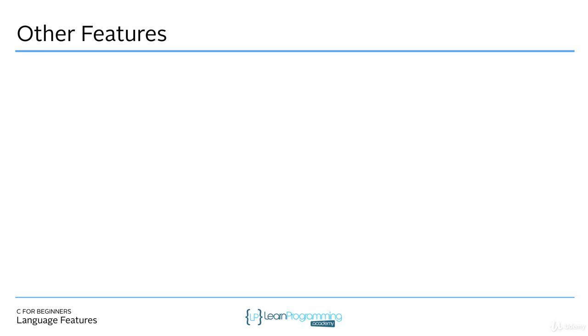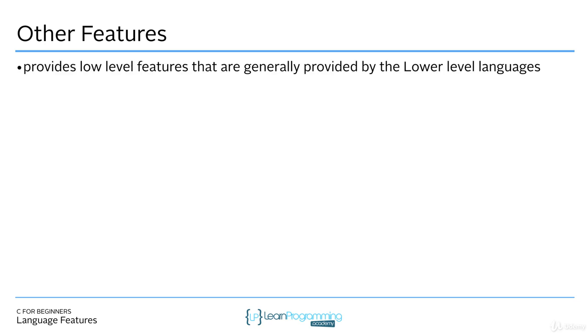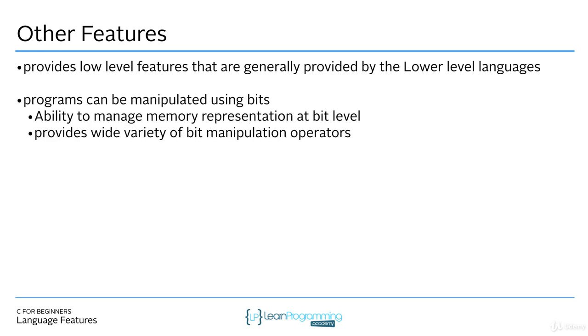Some other features of C are it provides low-level features that are generally provided by the lower-level languages. We talked about this. But again, the best example of this is memory management, direct access to memory. Programs can be manipulated using bits. Wow, if that's not low level, I don't know what is. It is the ability to manage memory representation at a bit level. Bits and bytes are how we actually store data on computers. Provides a wide variety of bit manipulation operators. Again, something in the language that we'll talk about in more detail.